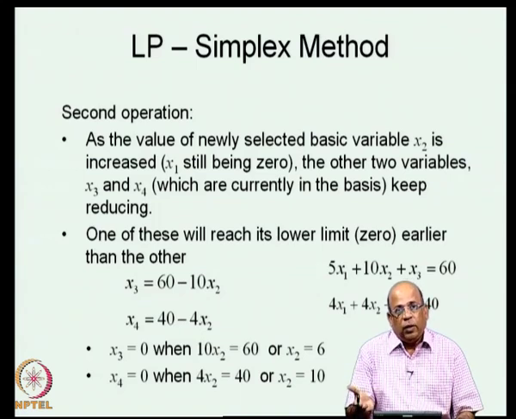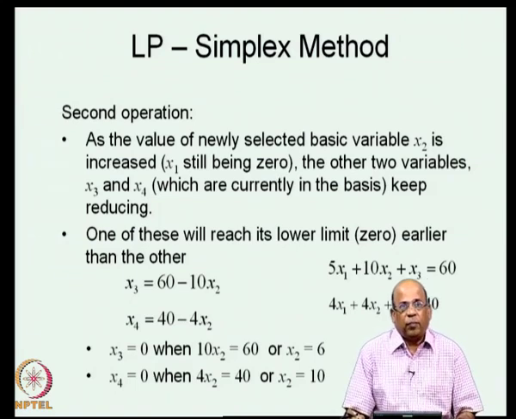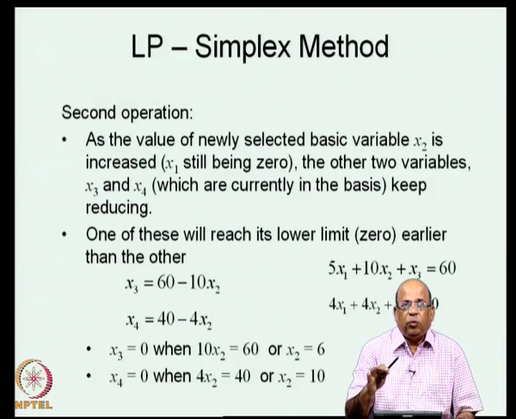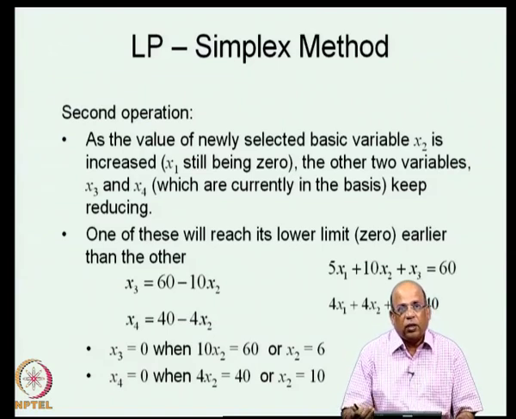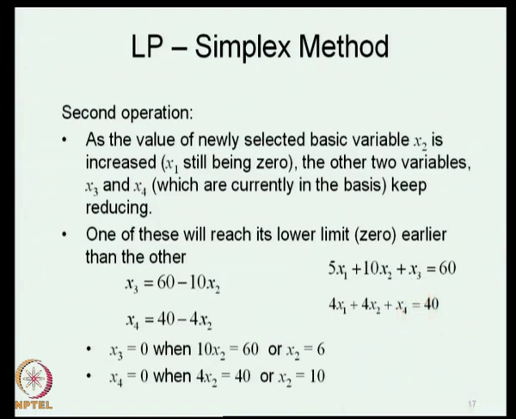You would like to increase the value of x 2, which is the entering variable, as much as possible, so that your z value keeps on increasing. As you start increasing x 2, the other two variables which are in the basis now, x 3 and x 4, will start decreasing because of the nature of the constraints. In fact, both of them will start decreasing.